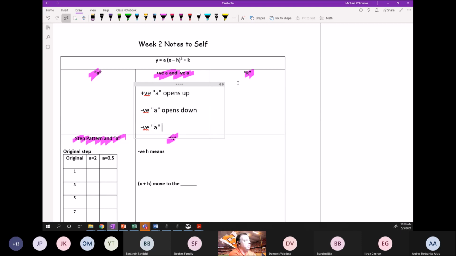Now the technical wording here, I have a tendency to use plain language instead of technical, is a negative a reflects. If you hold a mirror, it would reflect, but I'm fine with a positive a opens up, a negative a opens down, and I'm happy with that.